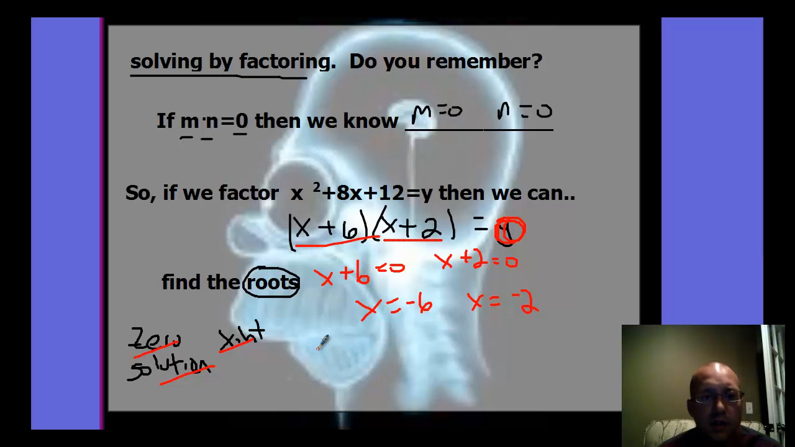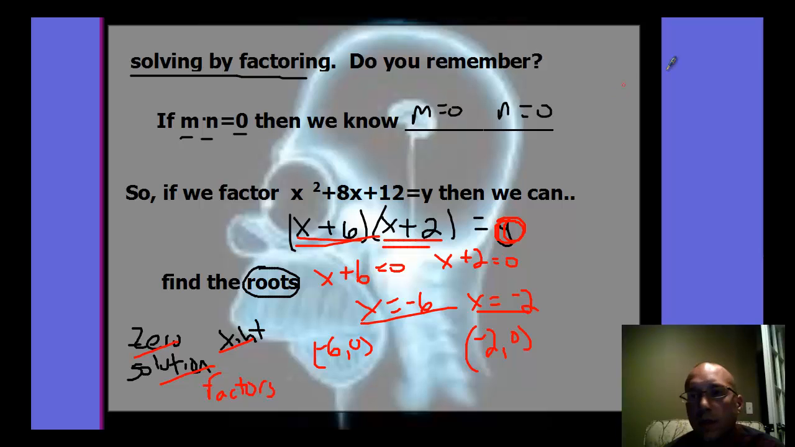We could write it as points, like -6, 0. That would be the x-intercept. -2, 0. Those are the x-intercepts. So zeros, solutions. We also can write factors. That's the other one I was meaning to say, factors. And that's up here. These are the factors of it. So these all mean the same thing: factors, x-intercept, solution, zero, roots.